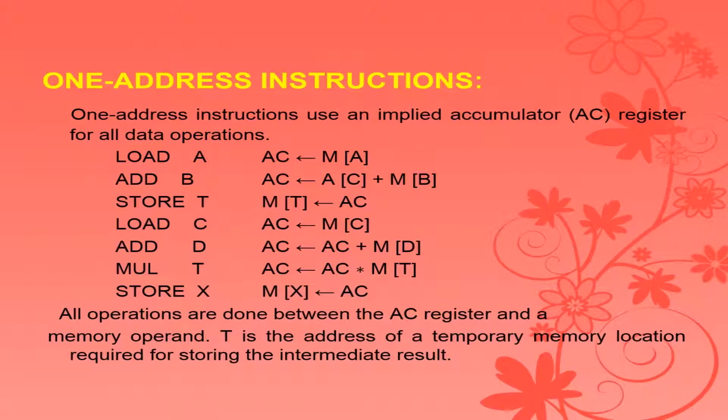Store T, that is, AC moves to M[T]. Load C, that is, M[C] moves to AC. Add D, that is, AC plus M[D] moves to AC. Mul T, that is, AC times M[T] moves to AC. Store X, that is, AC moves to M[X]. All operations are done between the AC register and a memory operand. T is the address of a temporary memory location required for storing the intermediate results.